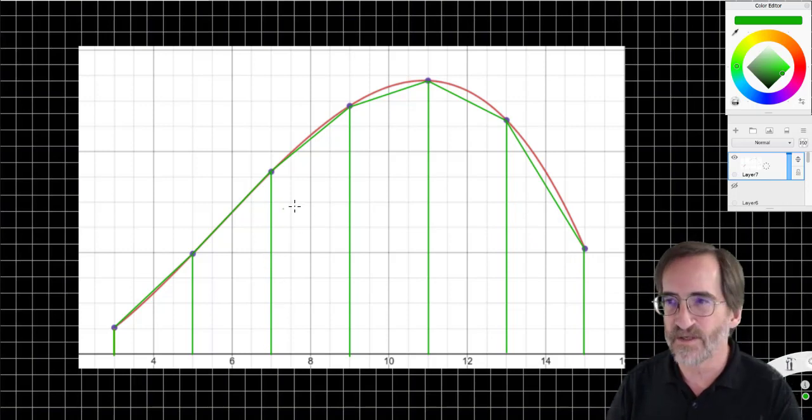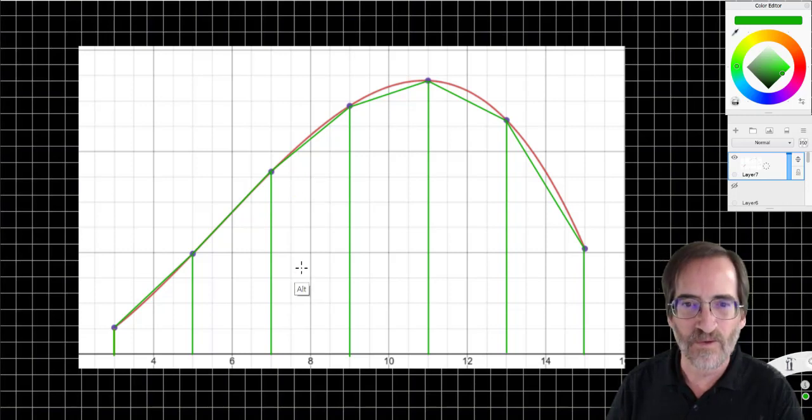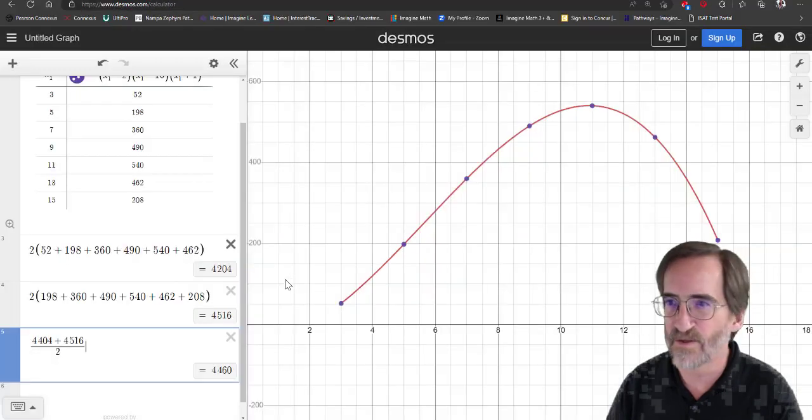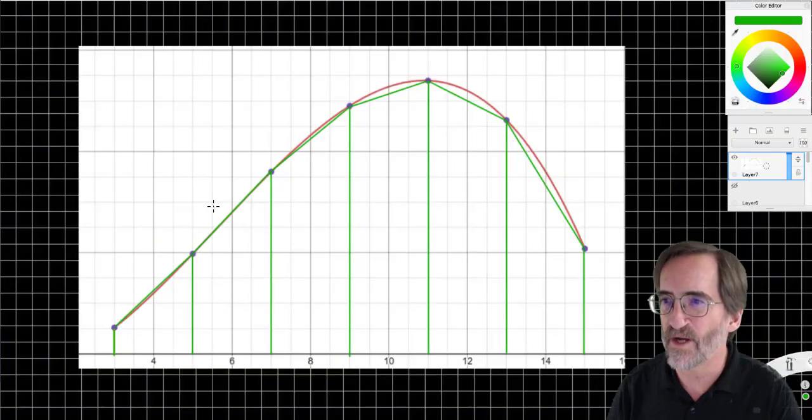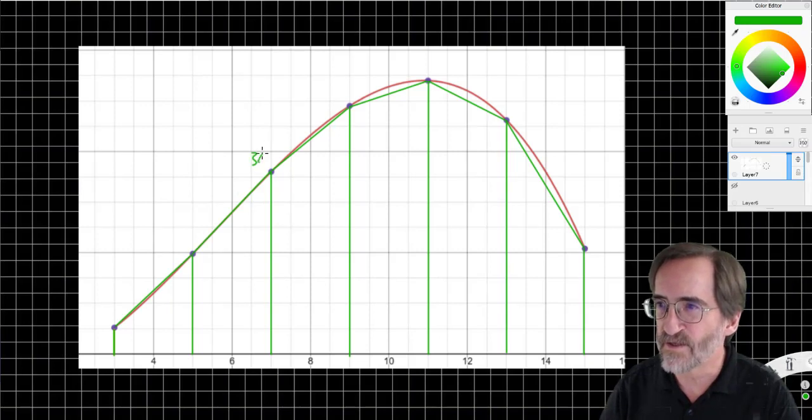Let's take this example right here in the middle, and we'll get some values here. 1, 2, 3, and 4. So from the table, this is 360, and this is 490.